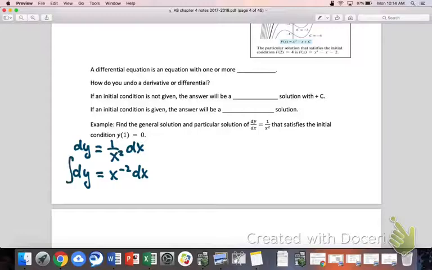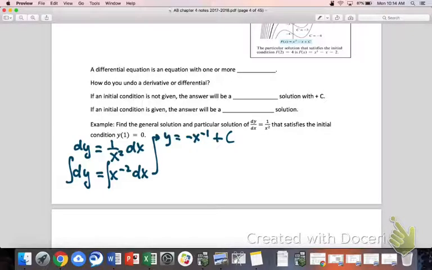Next step would be to find the antiderivative of both sides. That would give me y equals negative x to the negative 1 plus c, just using the power rule there. And that right there is our general solution. So I was hoping you could get to that. Walking around looking at folks' papers, it looks like the vast majority of you got there. Do you have any questions on that part right there?